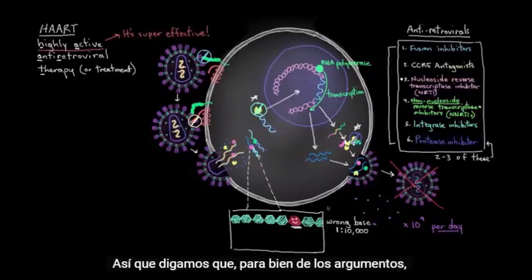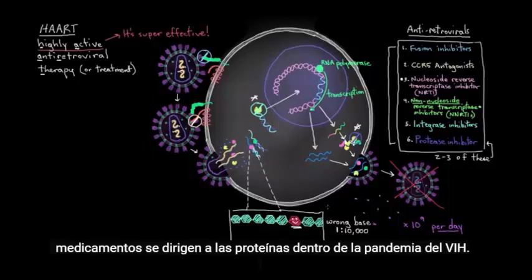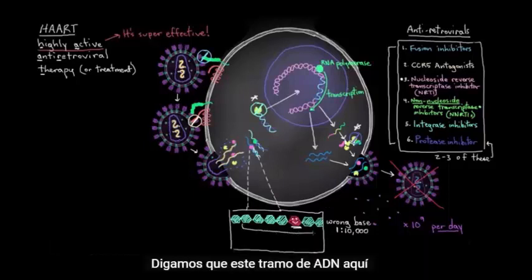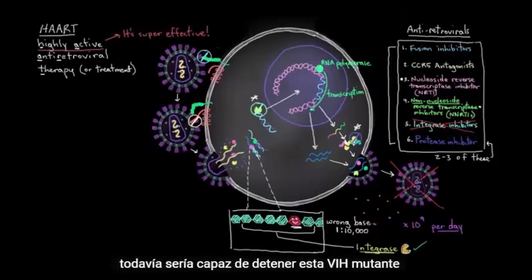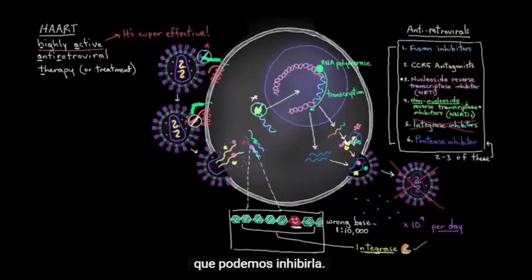So let's say, for argument's sake, that one of these mistakes affects one of our drug's target proteins within the HIV. Let's say this stretch of DNA here was supposed to code for integrase. So this virus's integrase enzyme will still work, but our integrase inhibitors might not be able to stop it anymore because it's mutated. Well, our HAART cocktail would still be able to stop this mutant HIV because we have other places in the replication cycle that we can inhibit it.